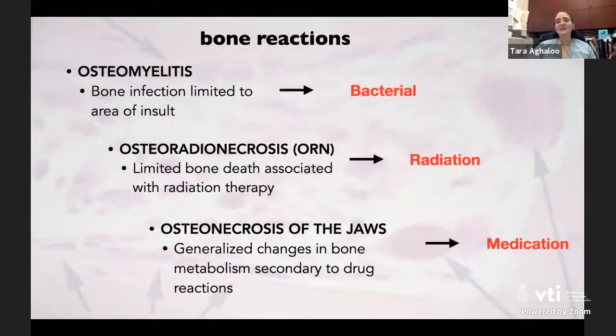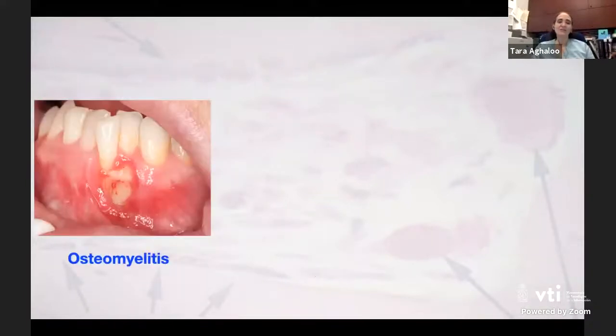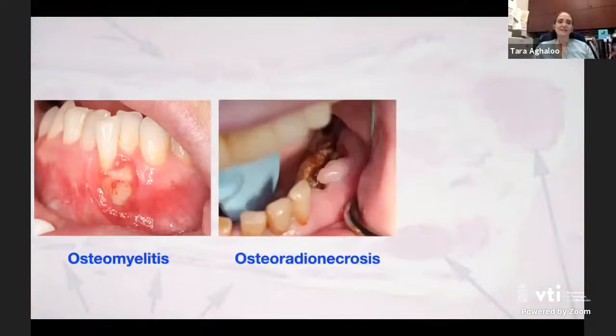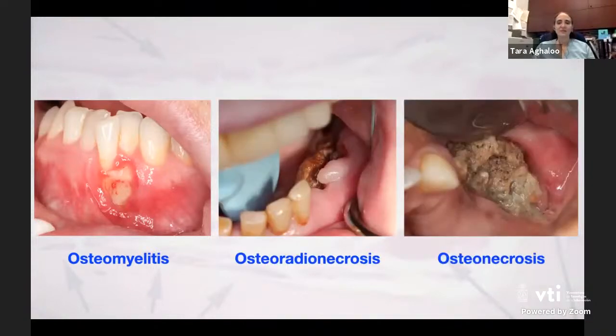You can see here that these have different etiologies, but when you look at them clinically, they often have the same presentation. So sometimes it can be a little bit difficult to tell between osteomyelitis, osteoradionecrosis, and osteonecrosis. And these are three of my patients that I have seen fairly recently, and the presentation is pretty similar.